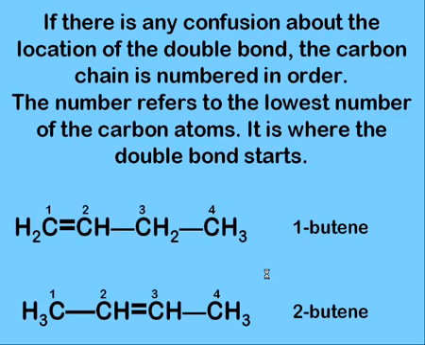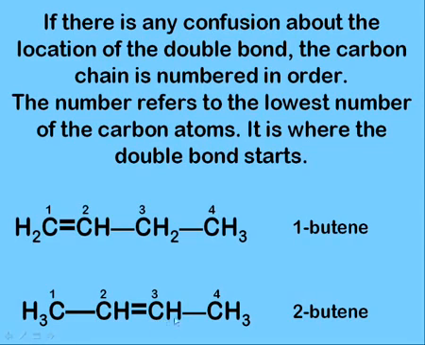Now here we have a little bit of an issue with where the double bond is located. In these 2 examples, you can see that the double bond is either on the end or the double bond is in the middle. Now if there's any confusion about the location of the double bond, it is numbered. The carbon chain is numbered in order, and the number refers to the lowest number of carbon atoms. So when the double bond is on the end, we call it 1-butene. When the double bond is in the middle, we call it 2-butene.